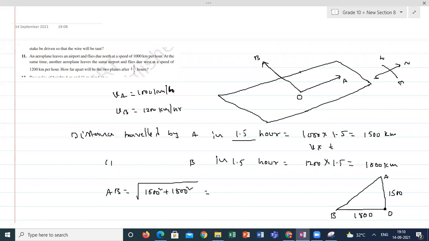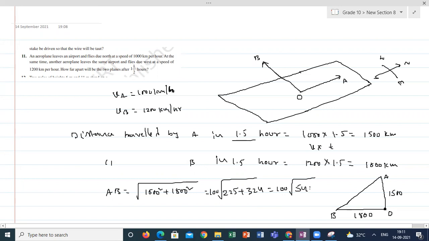15 square is how much? 225. If I take 100 square out, then 100 root of 225 plus 18 square. 18 square is how much? 324. 324 plus 225 is 549. So 100 root 549. So what is 23 square? 529. So this is the answer.